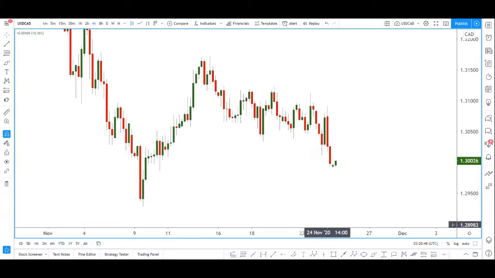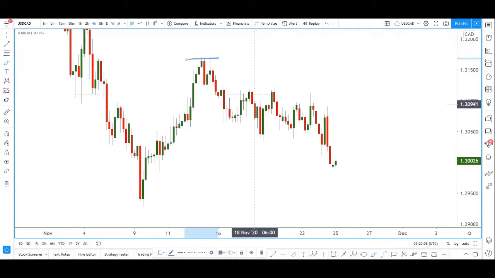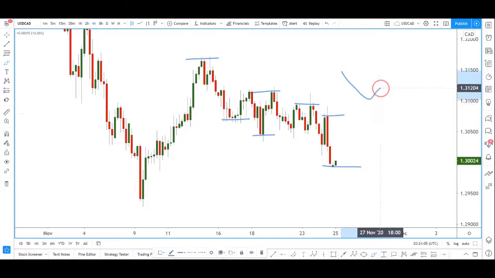So what I have here is the dollar CAD on the 4-hour chart. Very clearly, following price action, we know that the dollar CAD is on a general downtrend. How do we know that? Price is making a series of lower highs, and price also makes a series of lower lows. So in a downtrend, price makes a series of lower highs and lower lows.